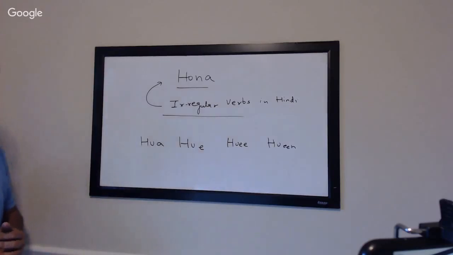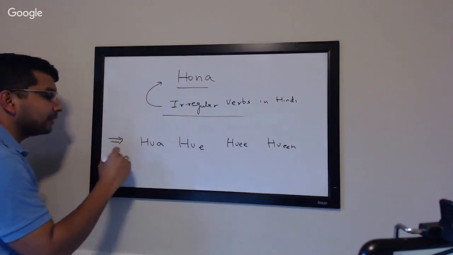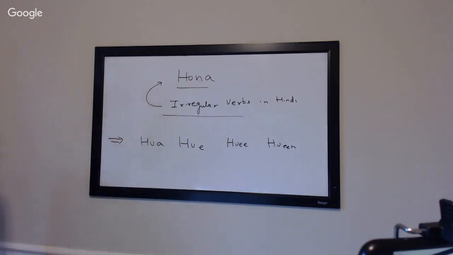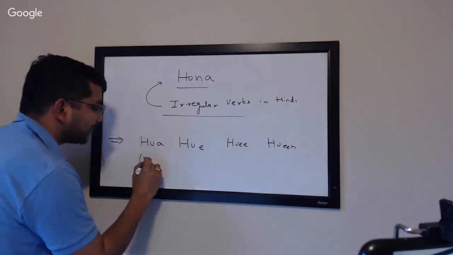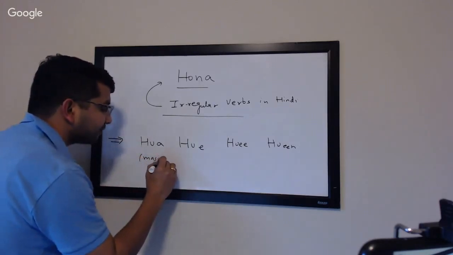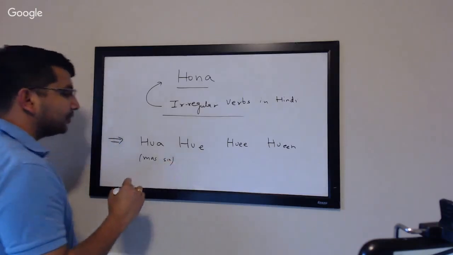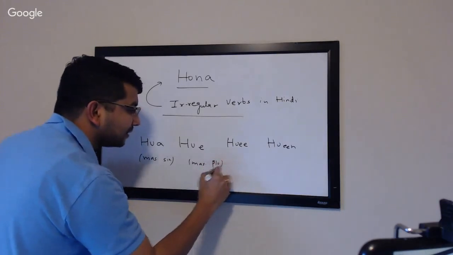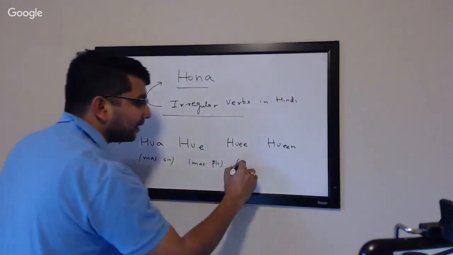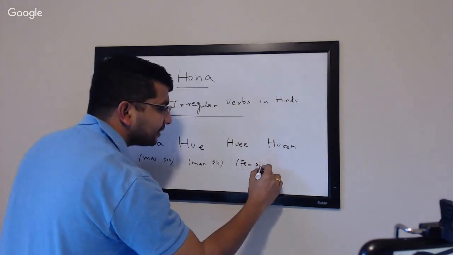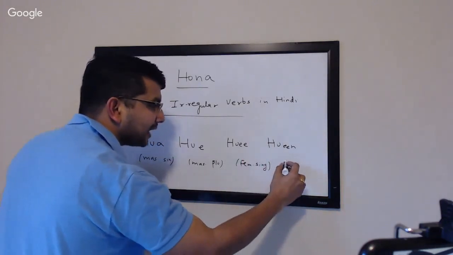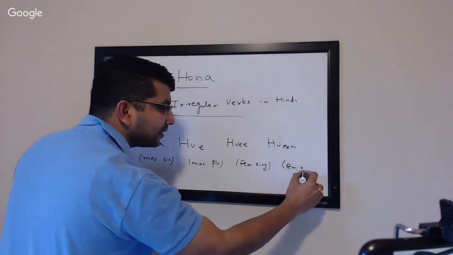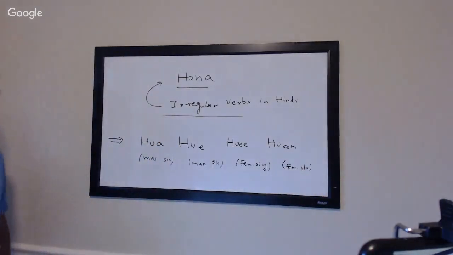Okay, and the objective for the last class was, we started with different forms of Hona in the past tense. Okay, for masculine, when you're using the object which is masculine singular, you will use hua. If it is masculine plural, you will use hue. If it is feminine singular, you will say hui, and if it is feminine plural, you will say hue. Okay, and we'll look at it in terms of examples as well.